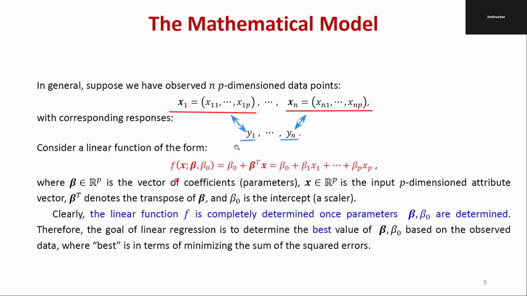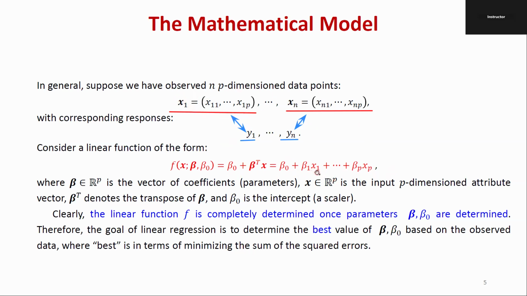And then clearly the linear function is completely determined by what? By this beta vector and this beta 0, the scalar, right? Once I have all the betas, then it's done. So for example, you may get confused: why does x have two attributes here, but here it has only one? Because this x1 is a vector.